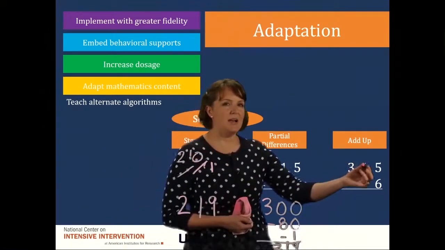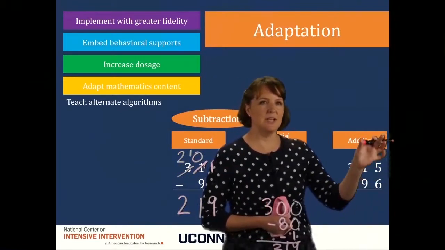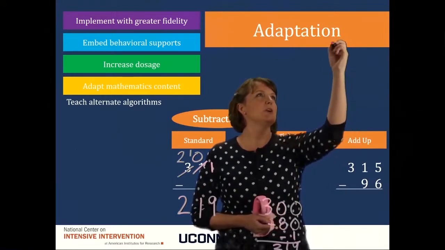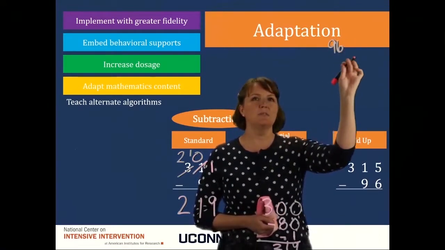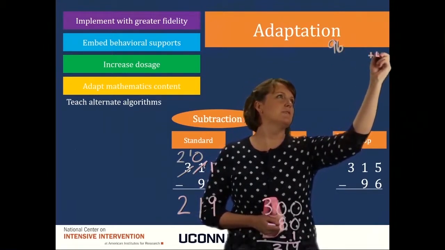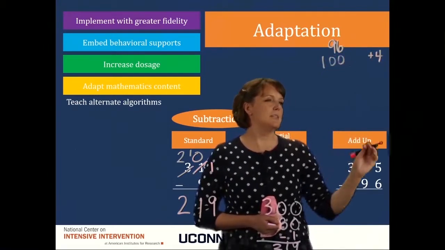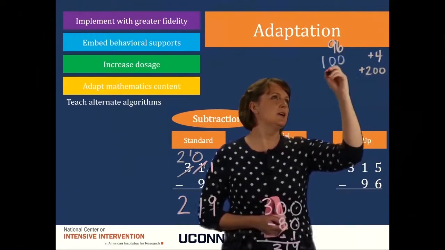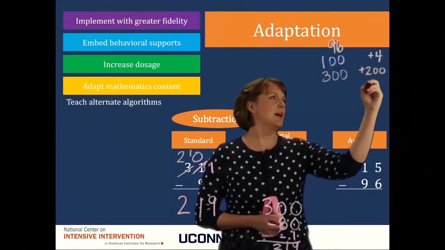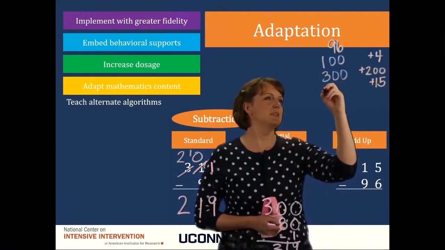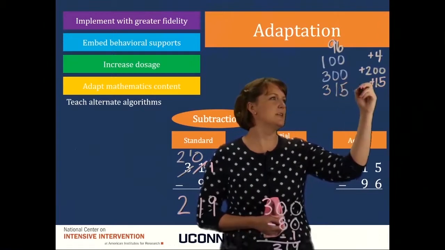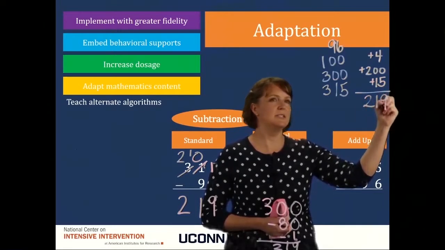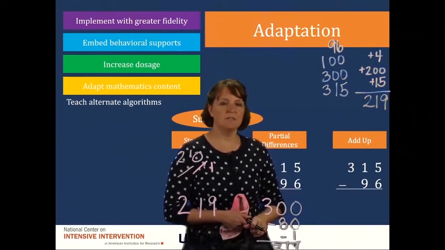And I can also do it with my add up model. So here I'm going to start with 96 and add up to 315. I'm going to do this up here because I need a little bit more space. 96 plus 4 is 100. Now I need to add up to 300. So 100 plus 200 is 300. And then I'm going to add 15 just to make it easy on myself to get to 315. So I add these together. 200 plus 4 plus 15 is 219. So many different ways to solve the same problem.